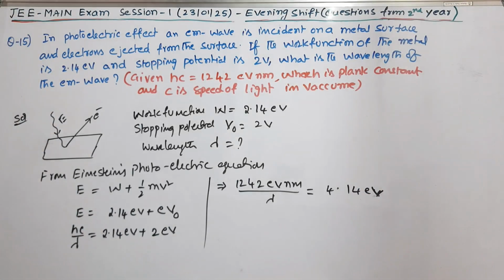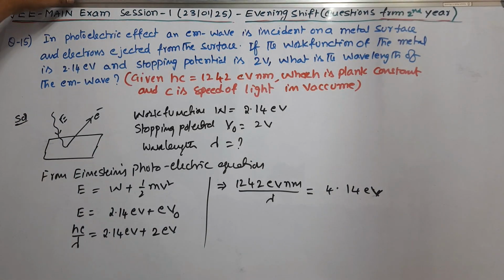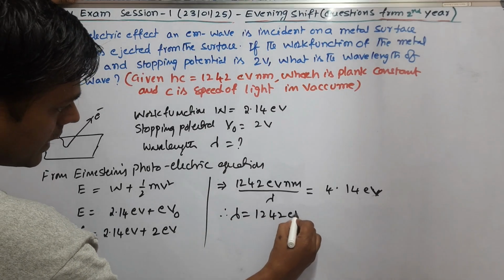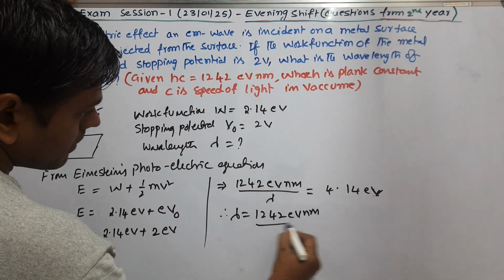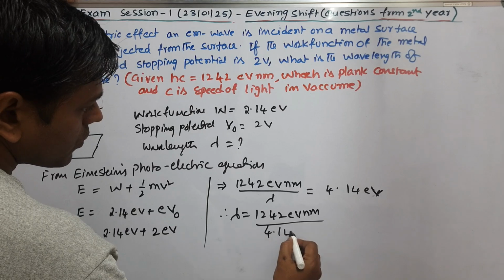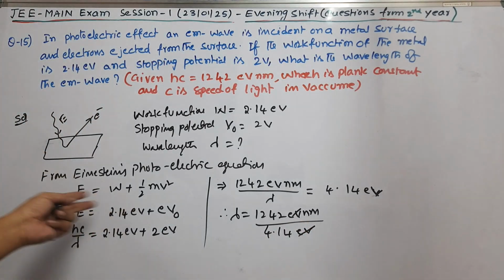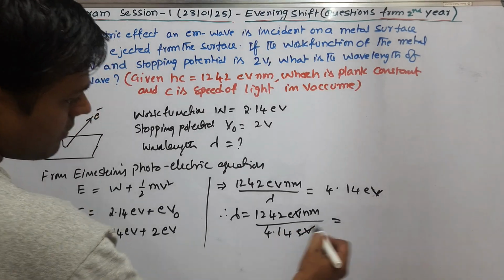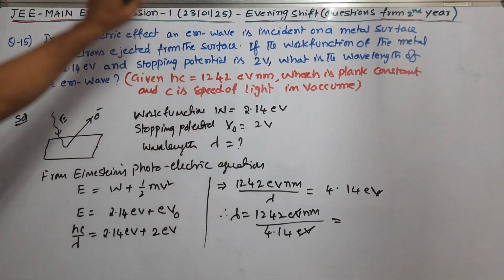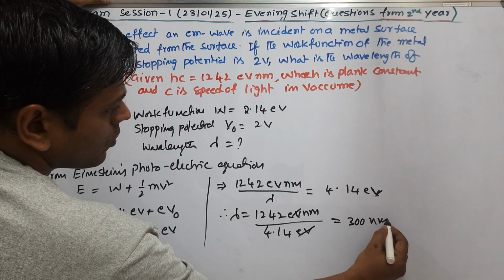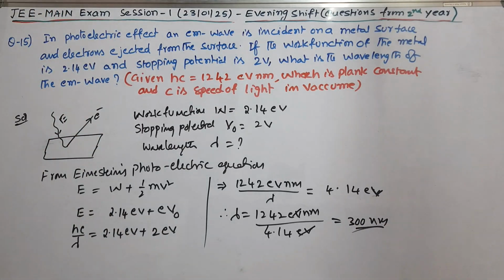4.14 electron volt. Therefore lambda is equal to 1242 electron volt nanometer divided by 4.14 electron volt. The electron volt cancels, and the remaining division, solving 12 by 4, is approximately 3, which means you get 300 nanometer. That's it.